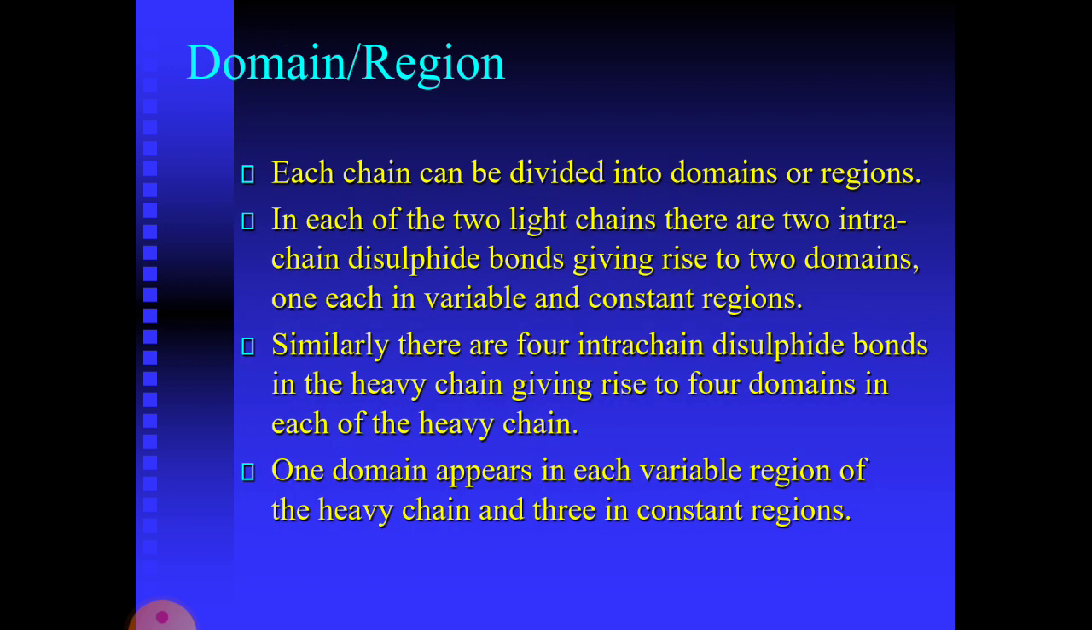Domains or regions. Each chain can be divided into domains or regions. In each of the 2 light chains, there are 2 intrachain disulfide bonds giving rise to 2 domains, one each in variable and constant region. Similarly, there are 4 intrachain disulfide bonds in the heavy chain giving rise to 4 domains in each of the heavy chain. One domain appears in the variable region of the heavy chain and 3 in the constant region.